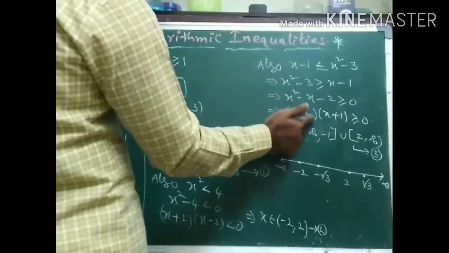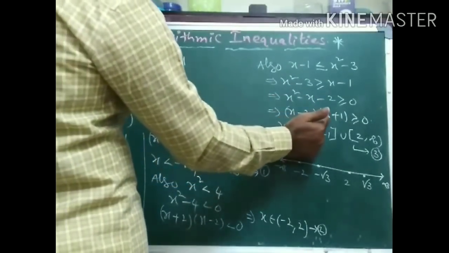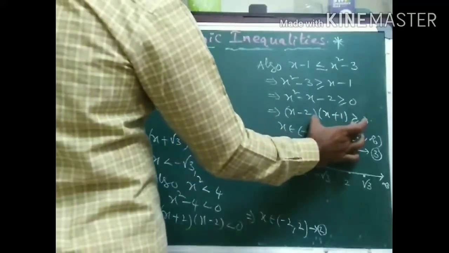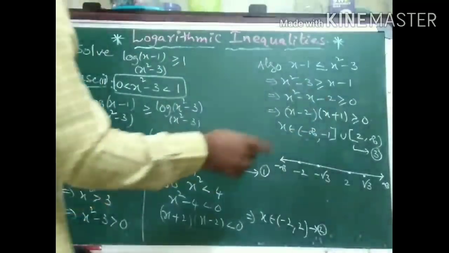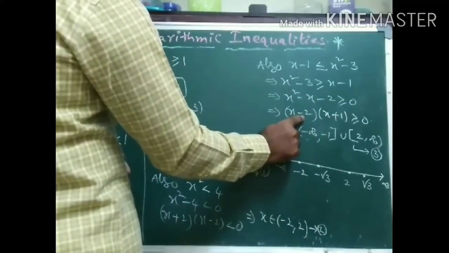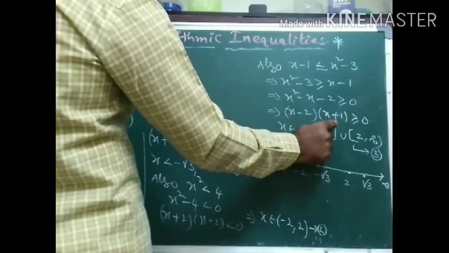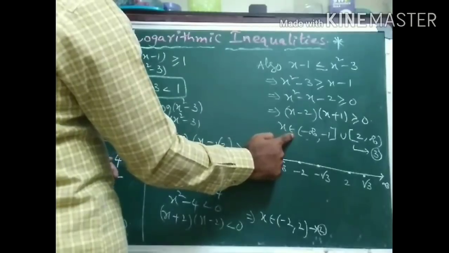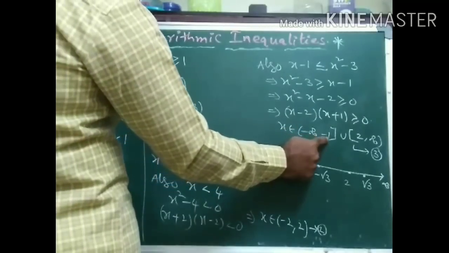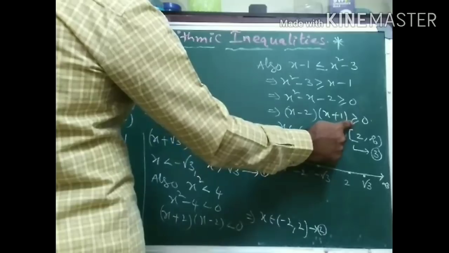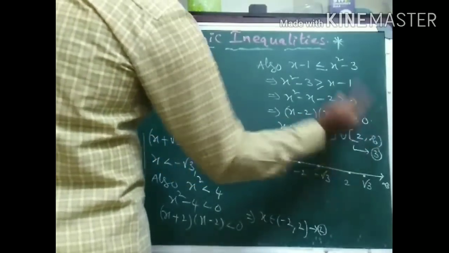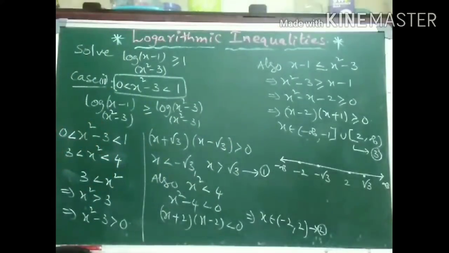Then go for factorization, which gives x minus 2 into x plus 1 greater than or equal to 0. Hence the solution for this inequality, greater than or equal to 0: on equating we get 2, and on equating the other factor to 0 we get minus 1. So this is the least one. Hence x belongs to the open interval minus infinity comma minus 1 closed, because of the equals to we need to close, union the closed interval 2 to infinity.